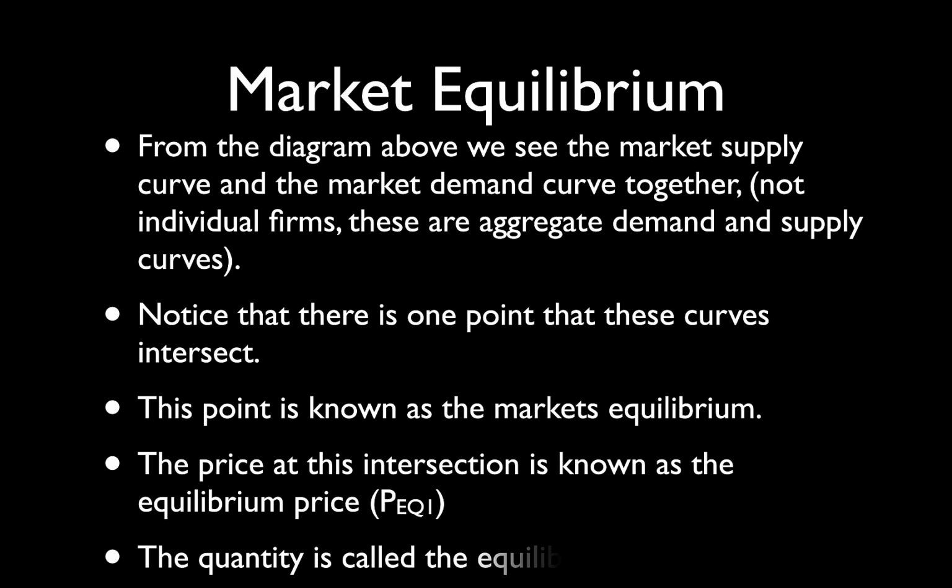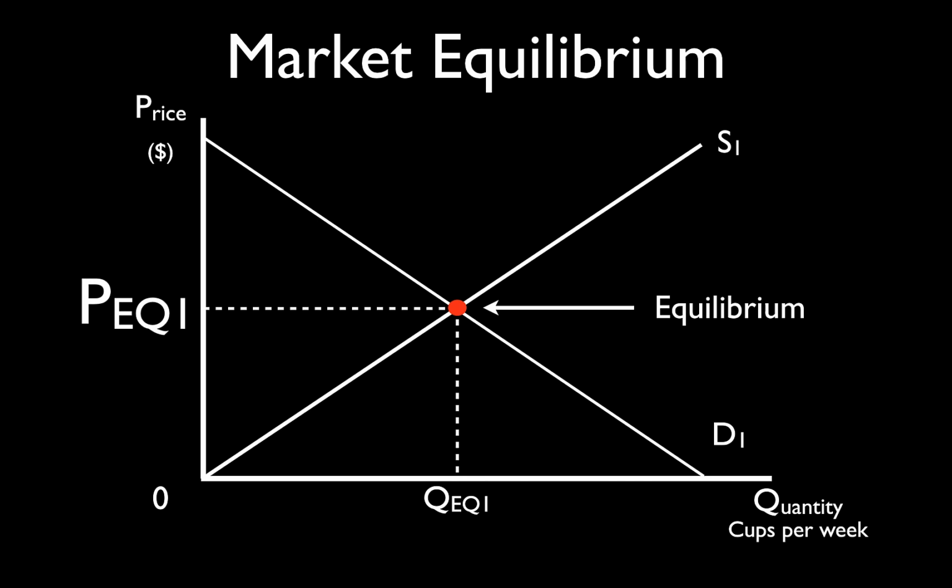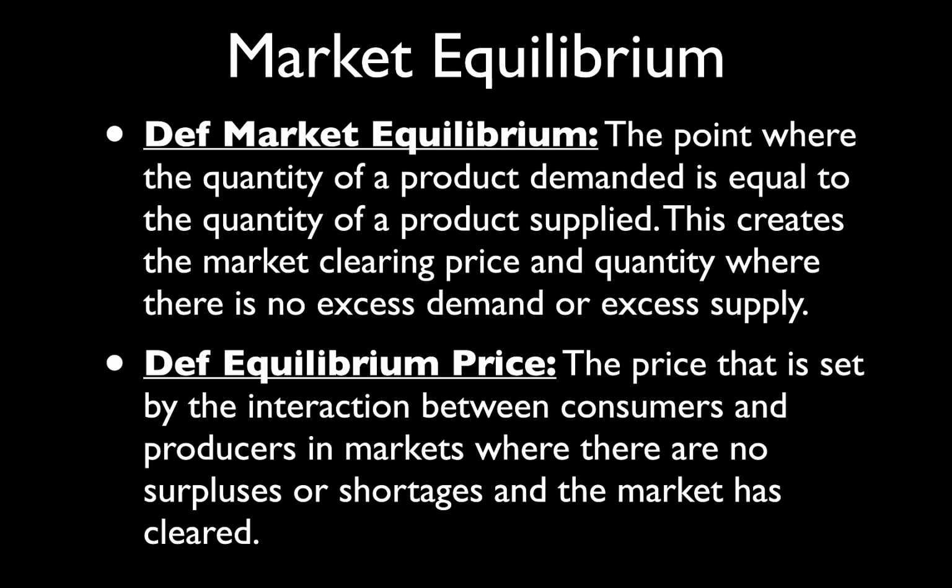Now, another thing is the price at the intersection is known as the equilibrium price. And the quantity is called the equilibrium quantity. So there is the equilibrium price and there is the equilibrium quantity. Now, definition of market equilibrium. Forgive me, these are the definitions you're going to have to learn off. The point where the quantity of a product demanded is equal to the quantity of that product supplied. This creates what's called the market clearing price and quantity, where there is no excess demand or excess supply. Now we will come to those things in the next two videos, excess demand or excess supply.